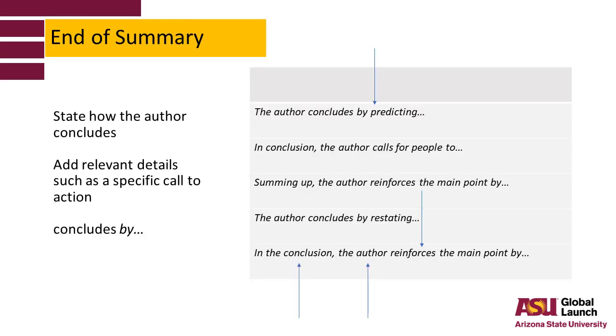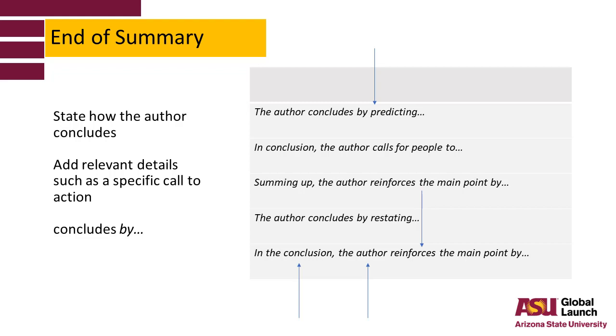The end of the summary describes how the author concludes and adds any relevant details, such as a specific call to action. Notice the example sentence starters here. In each sentence starter, the author is the subject. In addition, each example tells the reader you are moving to the end of the summary by using words such as concludes or summing up. It also includes a description of how the author concludes. If the author's purpose is for the reader to take an action, the summary will likely include what that action is. In this case, you might say something like, in conclusion, the author calls for people to.